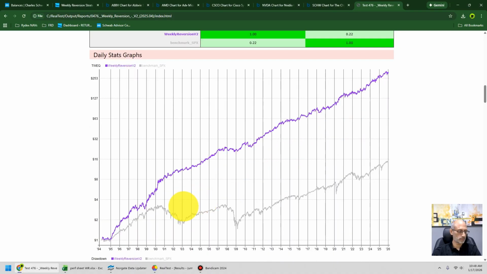And here is the equity curve of the strategy back tested compared to the gray line, which is the S&P 500 benchmark. So that's the performance summary for weekly reversion.